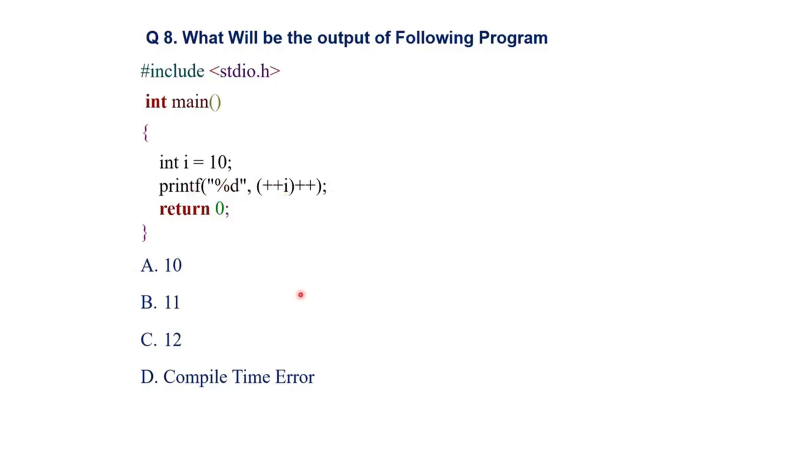So there is an error in this program, hence the correct option from these options is D, that is compile time error.